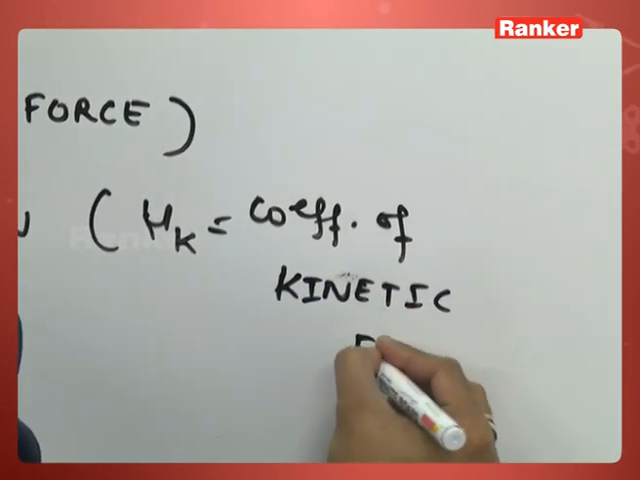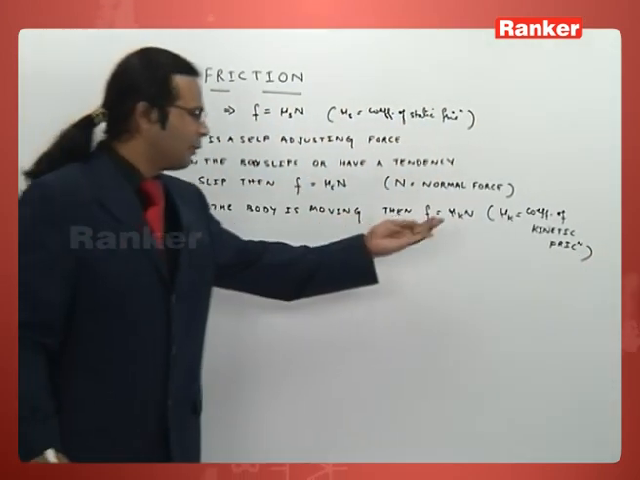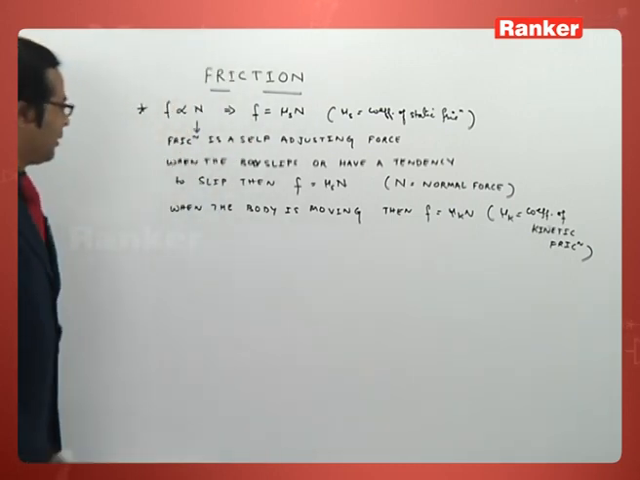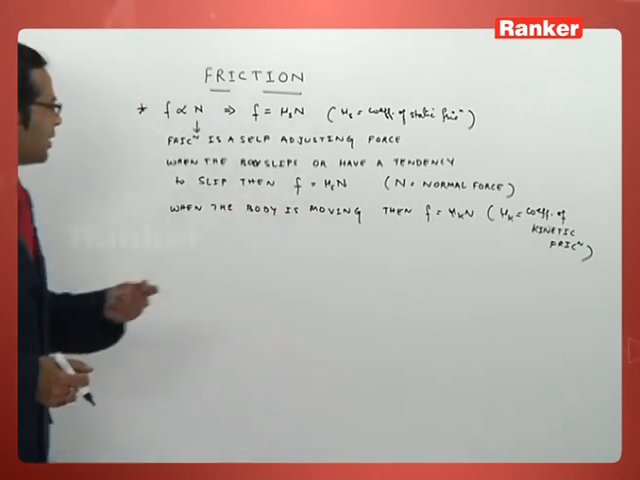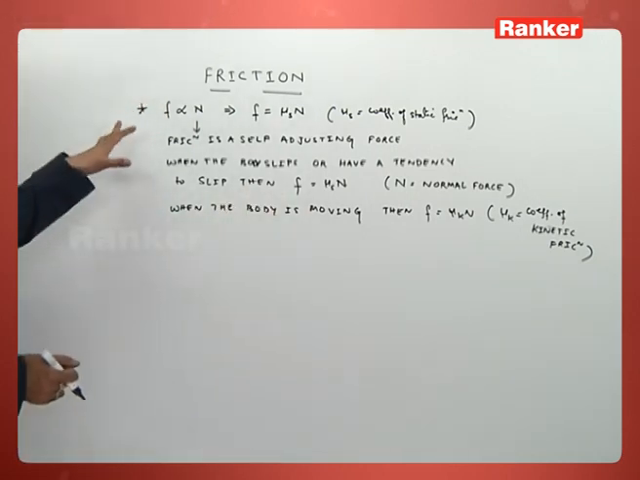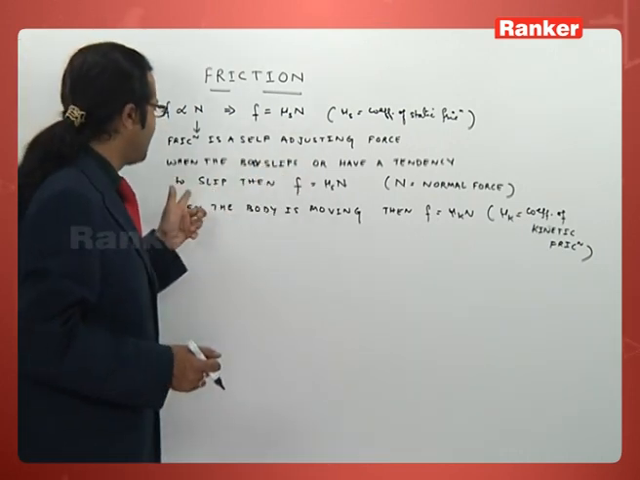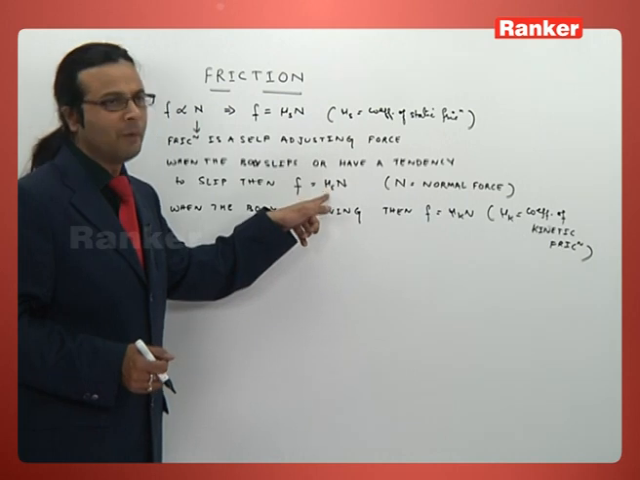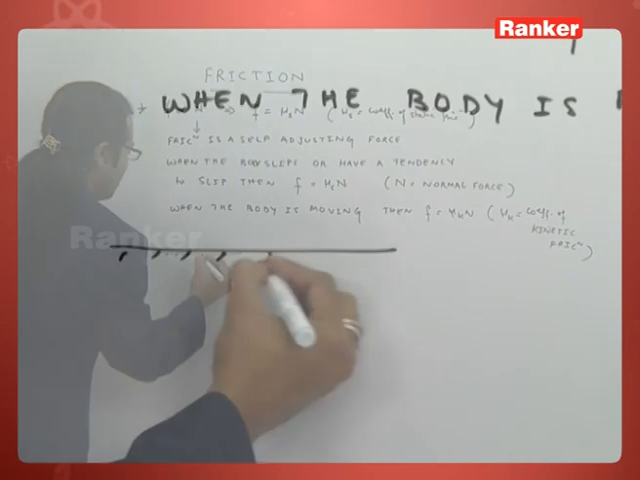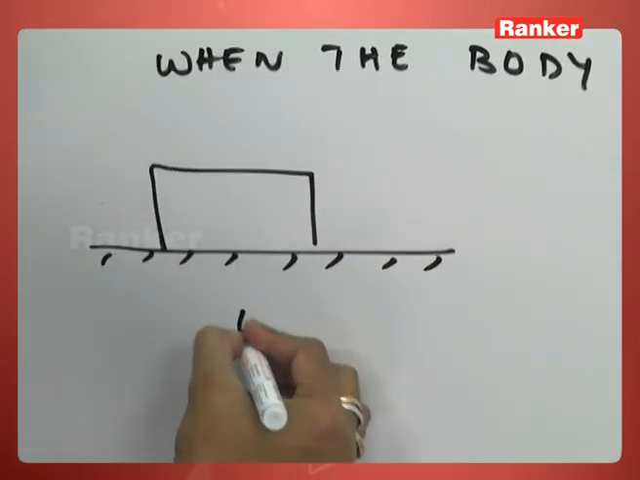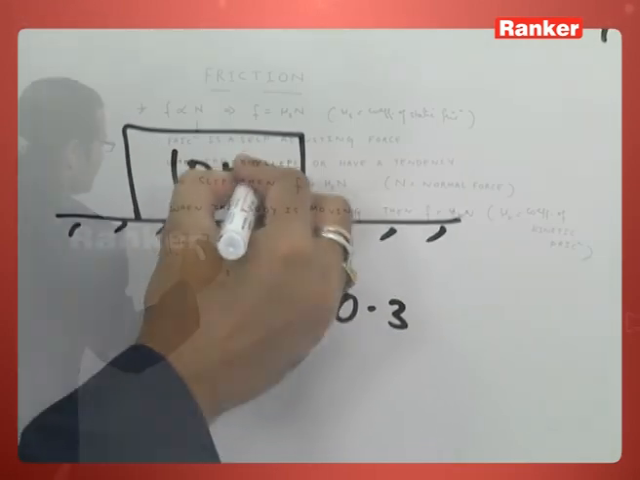Generally, in many physics problems, they say that mu s is equal to mu k, they give the values. This is very simple. When the body is moving, then F is equal to mu k N, and we will come to this point later on. Here friction is a self-adjusting force. When the body slips or has a tendency to slip, then F is equal to mu s into N. Let us take a basic example. I take this floor, a block, I make mu s suppose 0.3, 10 kg.